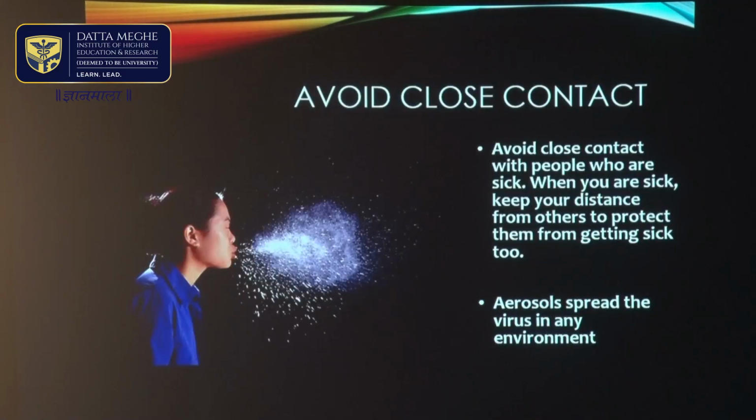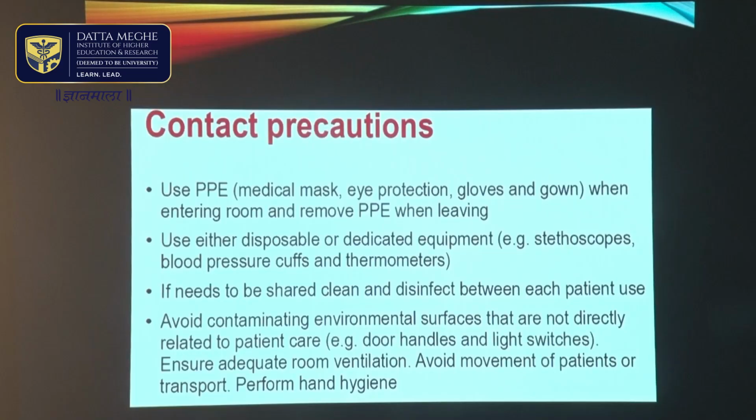Another precaution is to keep a safe distance and avoid close contact. Maintain a distance of at least 1 meter to 2 meters, and avoid contact with people who are sick. So there are 3 very important precautions: wearing a mask, cough etiquette, washing your hands, and maintaining a safe distance. These are very important in patients who have viral pneumonias, especially like influenza and COVID.